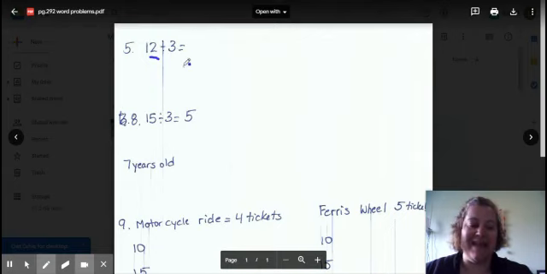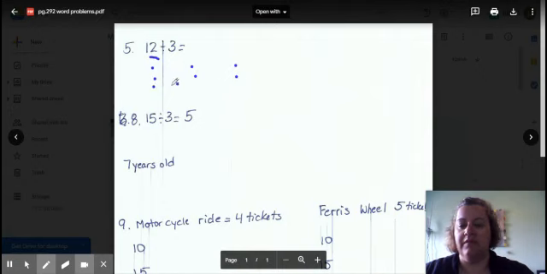So how many games then will it take? There's a couple different ways we can solve 12 divided by 3. We can just know it. We can make 3 different groups. 1, 2, 3, 4, 5, 6, 7, 8, 9, 10, 11, 12. And how many do I have in each group? I have 4. So how many games will it last?